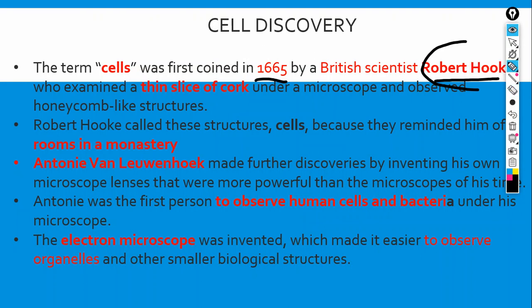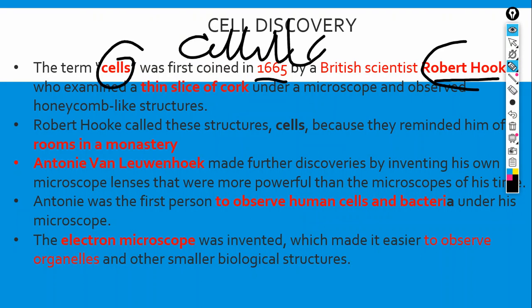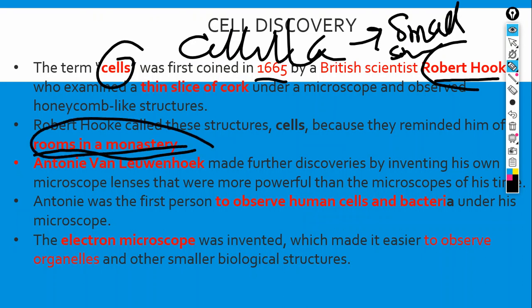That word cell actually comes from the Greek word cellular, which means small rooms. He himself said it reminded him of small rooms in a monastery. He wasn't exactly a monk, but monks live in monasteries, so he had knowledge of what the rooms in a monastery look like.